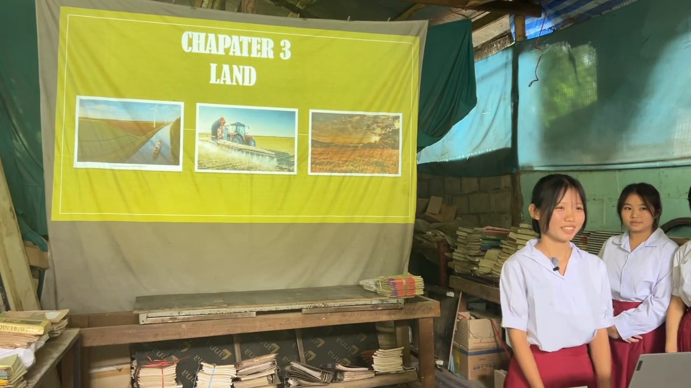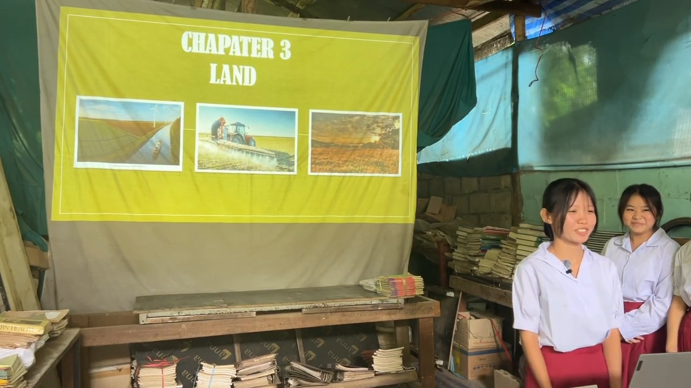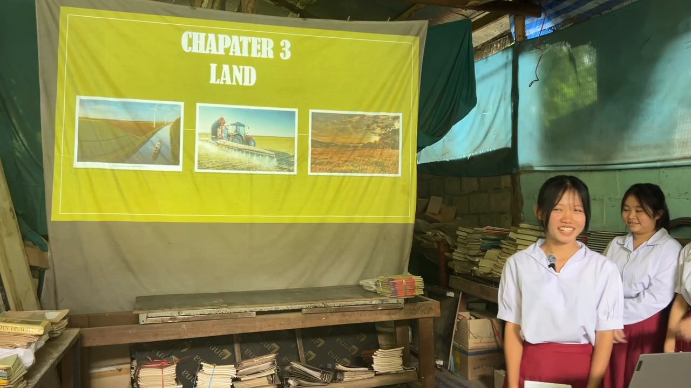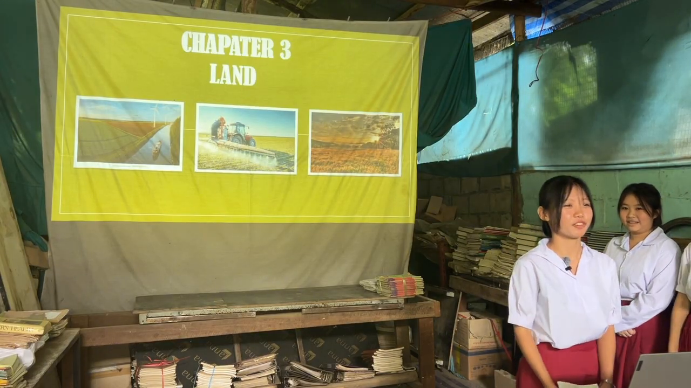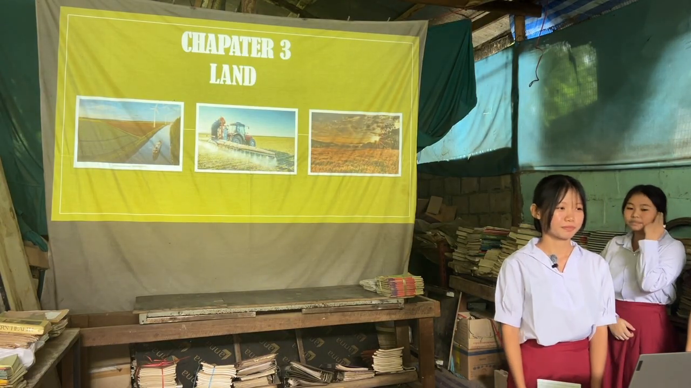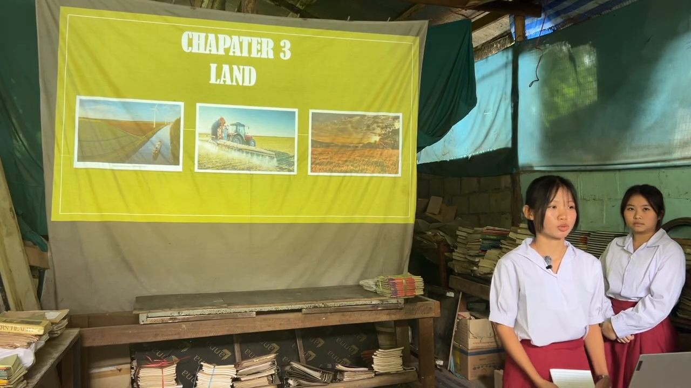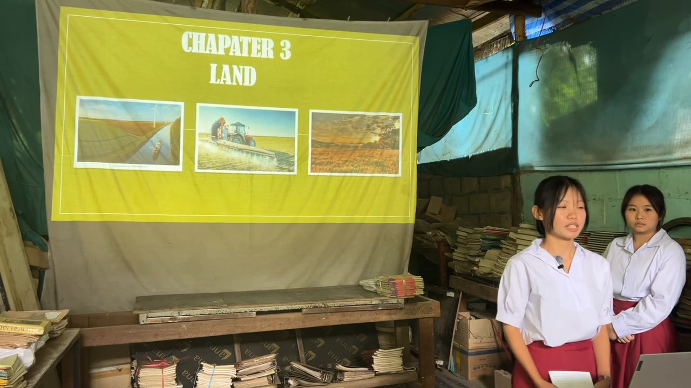Hi everyone, our group is Group 6 and today we are going to present Chapter 3, Land, which is one of the 4 factors of production. Before my group explains the topic in detail, I'd like to start with what land means in economics.